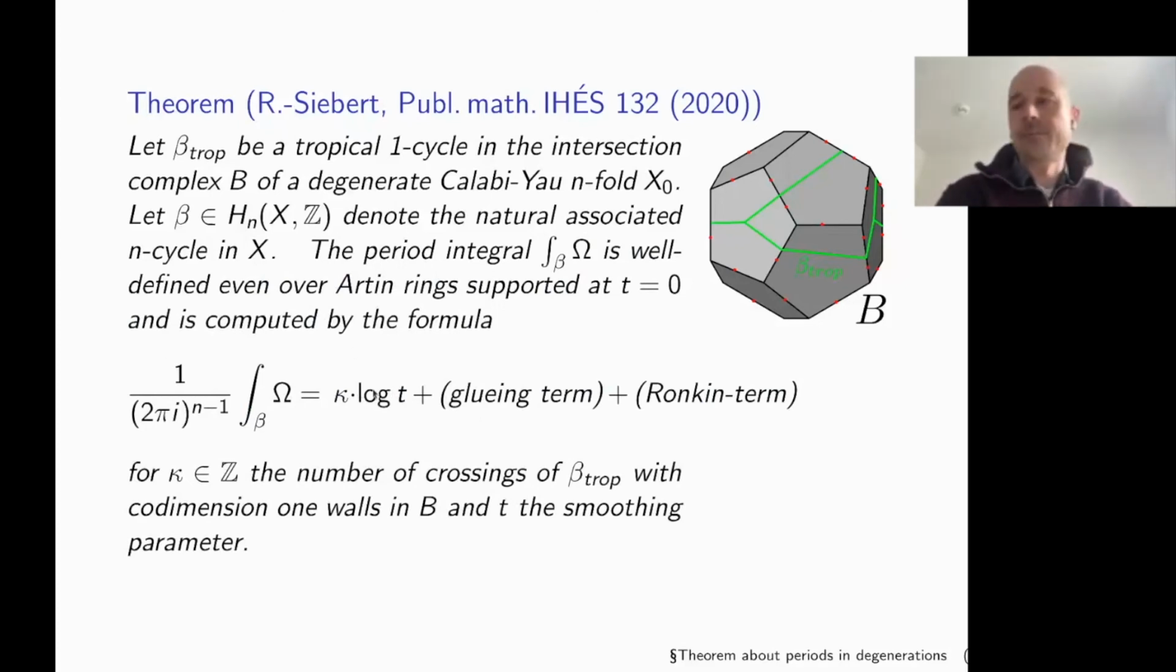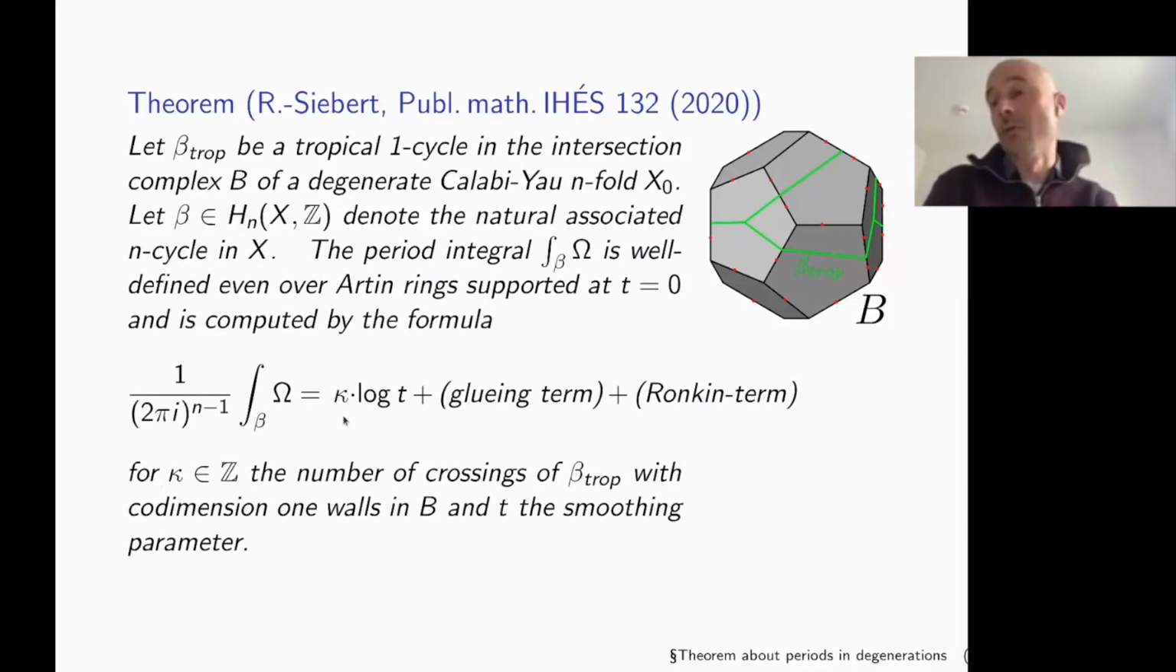One term is of a kind we just saw already for the elliptic curve. It just gets an integer factor in the front, kappa. And kappa is the number of crossings that this tropical cycle has with the codimension 1 walls in B. So here, when you look on the right, this green cycle crosses the black codimension 1 polyhedral loci in a bunch of points. And you count how many, and you count also with signs. And that's the factor in front of log t.